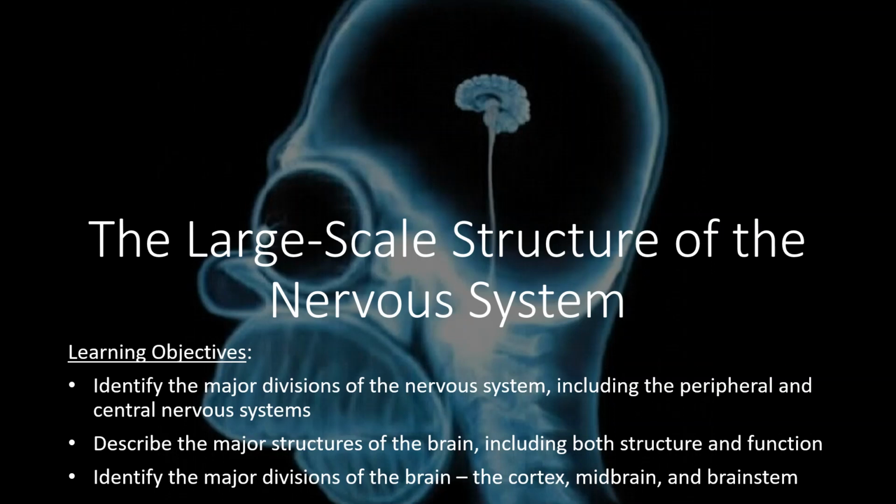Our learning objectives for this lecture are to identify the major divisions of the nervous system, including the peripheral and the central nervous systems. We'll then describe the major structures of the brain, including both structure and function, and then finally end off by identifying major divisions of the brain, the cortex, the midbrain, and the brainstem.